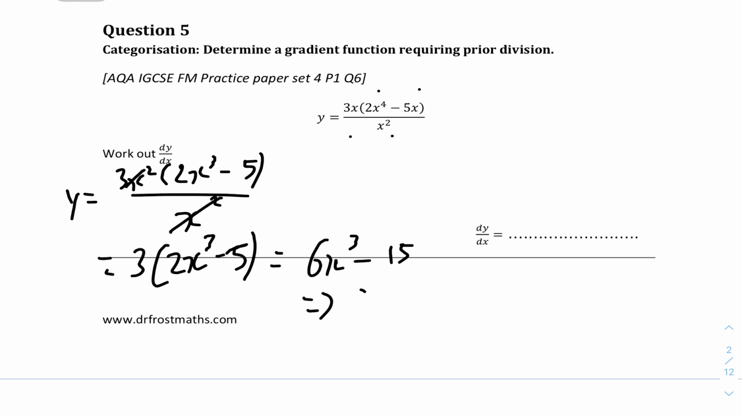And if you differentiate this, dy over dx, you will get 6 times 3, which is 18, and power minus 1, 18x squared. And that's the answer, so dy over dx will be equal to 18x squared.